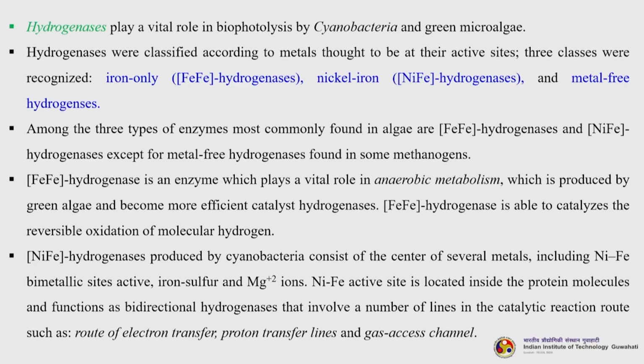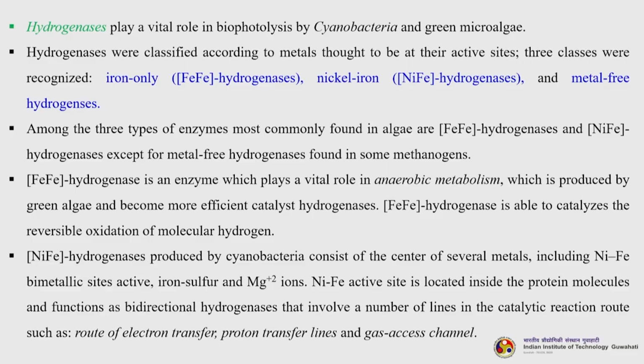Among the three types of enzymes most commonly found in algae are the iron hydrogenases and nickel iron hydrogenases, except for the metal free hydrogenases found in some of the methanogens. Iron hydrogenase is an enzyme which plays a vital role in anaerobic metabolism, which is produced by green algae and becomes a more efficient catalyst. Iron hydrogenase is able to catalyze the reversible oxidation of molecular hydrogen.